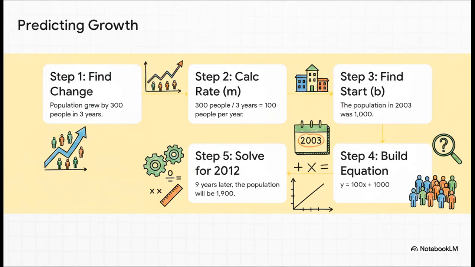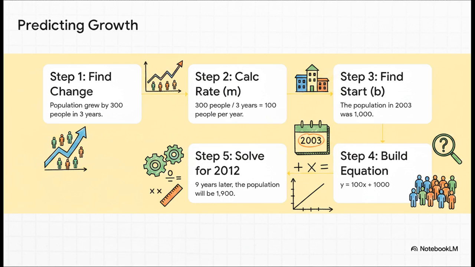Okay, let's walk through this step by step. First, we find the change. The population went up by 300 people over a 3-year period. That lets us calculate our rate of change, m. We just divide 300 people by 3 years, which gives us 100 people per year. That's our slope. Our starting value, b, is the population in our first year, 2003, which was 1,000.